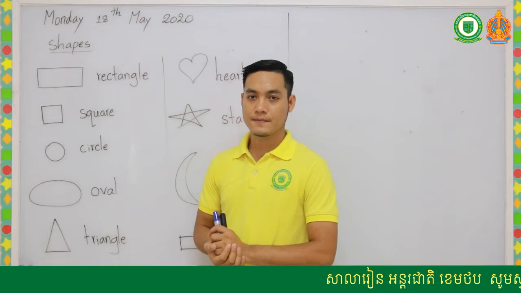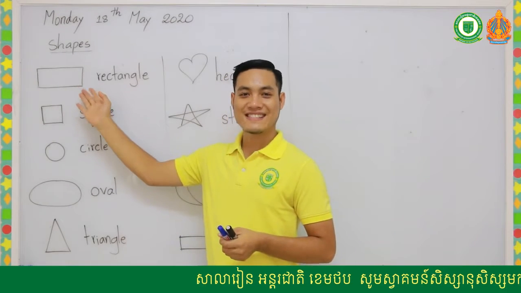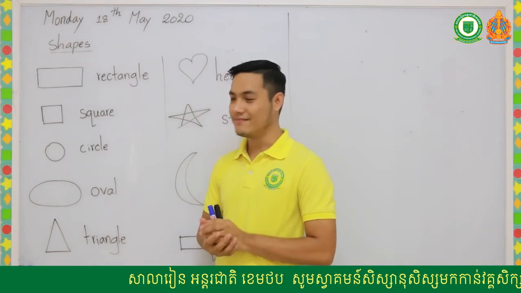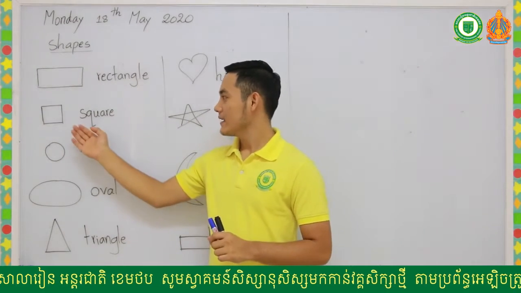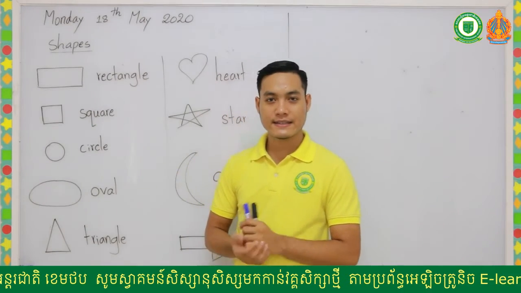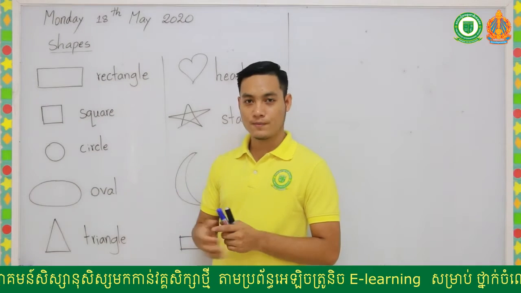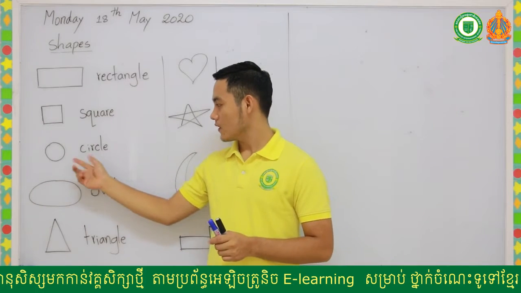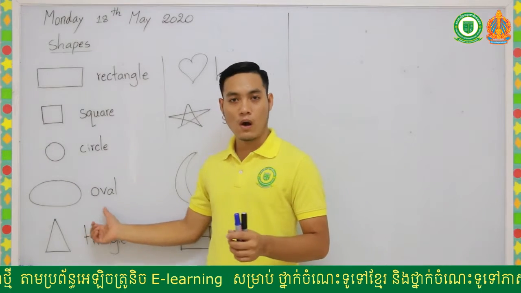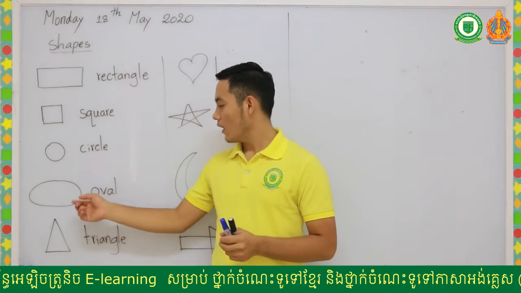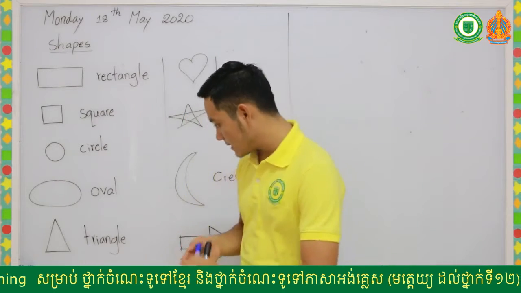Rectangle. Okay, together. Rectangle. Square. Okay. Square. Circle. Circle. This one is oval. Oval. All right. And the next shape is, look.